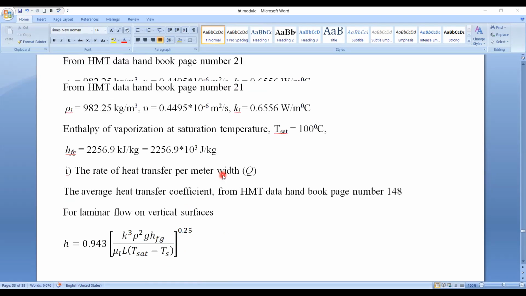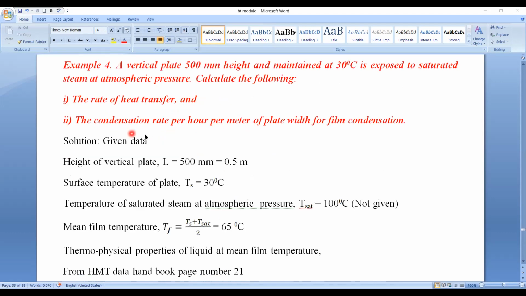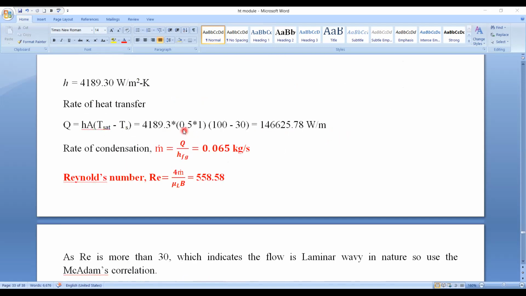So substitute all the values, because he has given the vertical plate, the dimensions of vertical plate, a height is 500 mm and the width is 1 meter. See, read the problem carefully. The plate per width, per unit width. So do take the width equals to 1 and this is the height. So height into width is the area. So substitute all the values and the expected answer for Q, the rate of heat transfer, is 146625.7 watt per meter width.